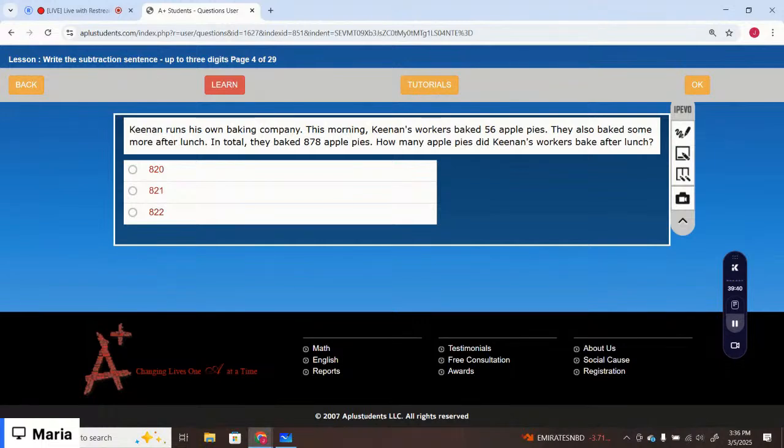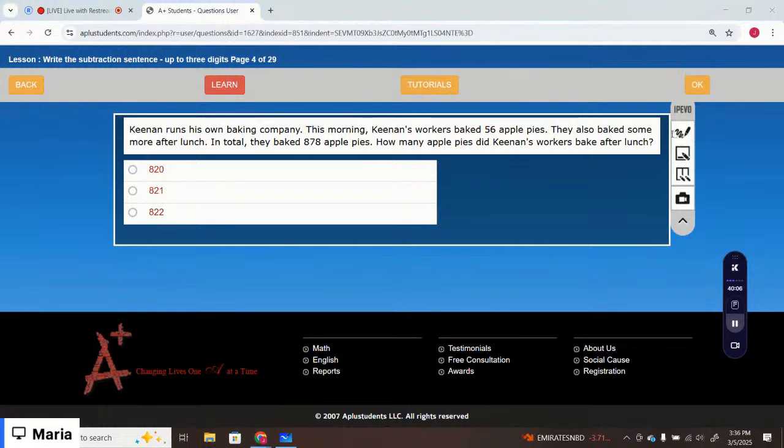Keenan runs his own baking company. This morning, Keenan's workers baked 56 apple pies. They also baked some more after lunch. In total, they baked 878 apple pies. How many apple pies did Keenan's workers bake after lunch?